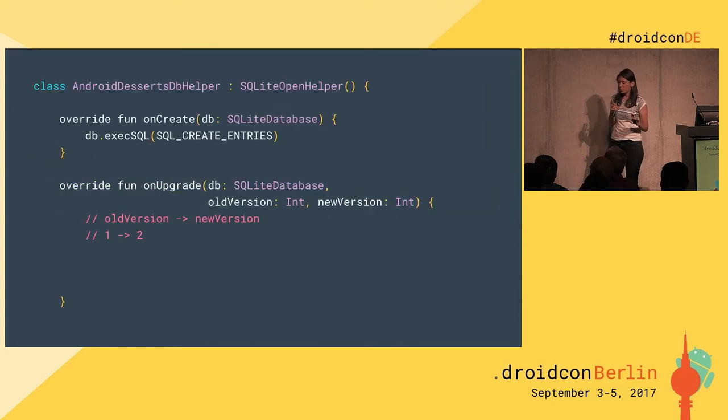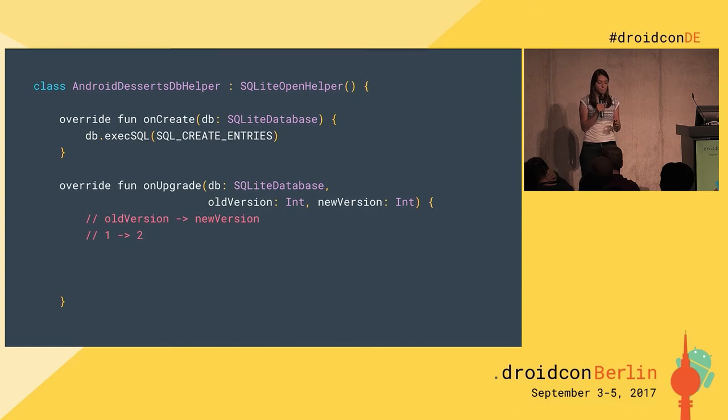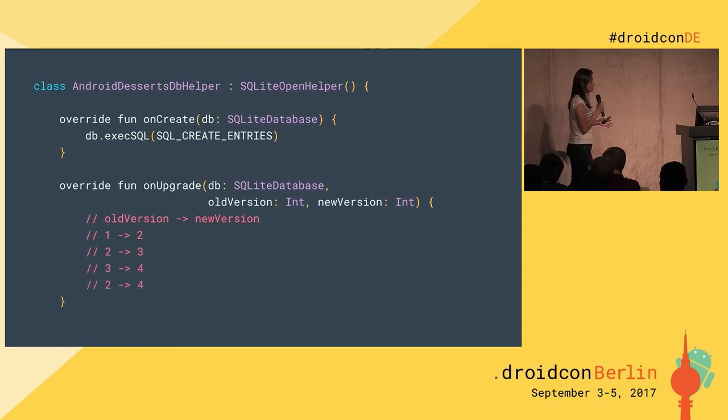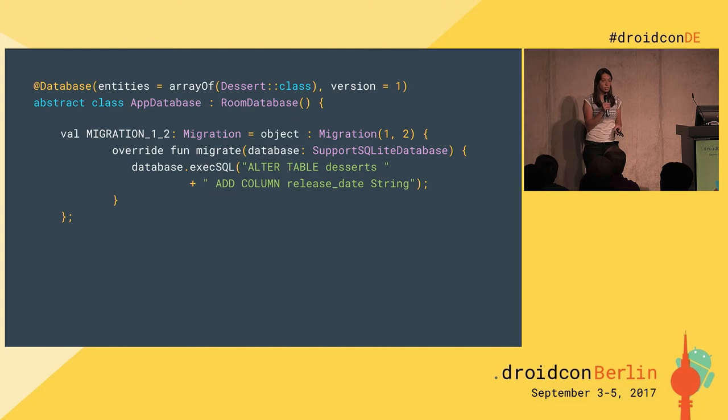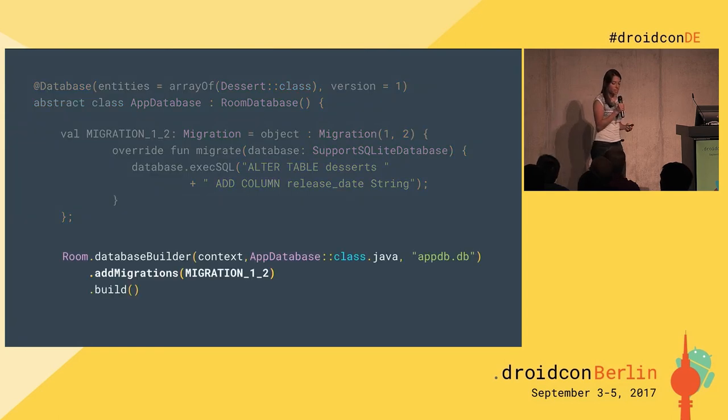When you were using the SQLite API, you would have to do something like this. You would extend the SQLiteOpenHelper, and then in onUpgrade, you would actually tell SQLite what should happen when it goes from version 1 to version 2. Things were quite easy when you only had two or three versions. But when you actually started having multiple versions, things became quite complicated. That's why in Room, we added a Migration object. A Migration object handles the migration from version X to version Y, so only one step. You would implement that object going from, let's say, version 1 to version 2, and then define what should happen in that migration. For example, with our dessert case, I'm just adding a new column, the release date. But then you would also add that migration to the Room database because Room needs to know that it should use that migration.